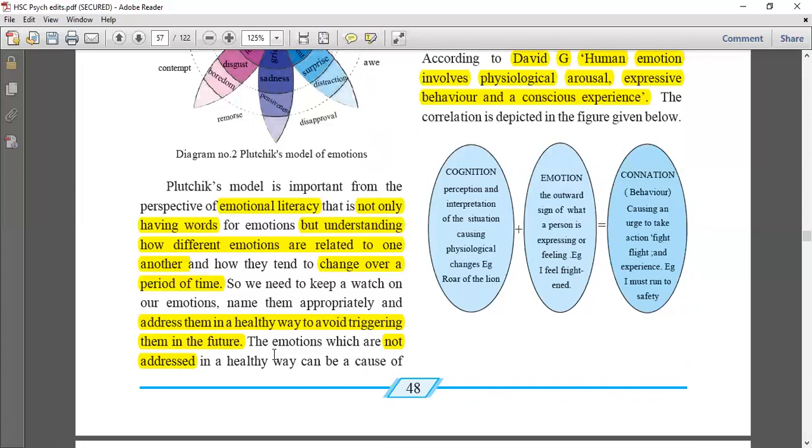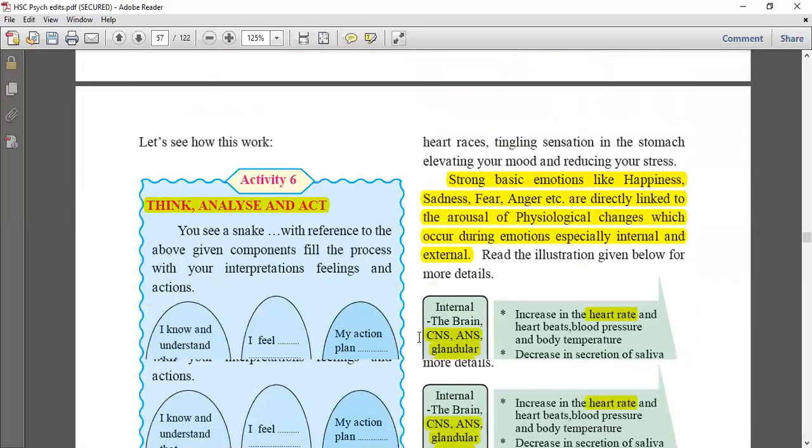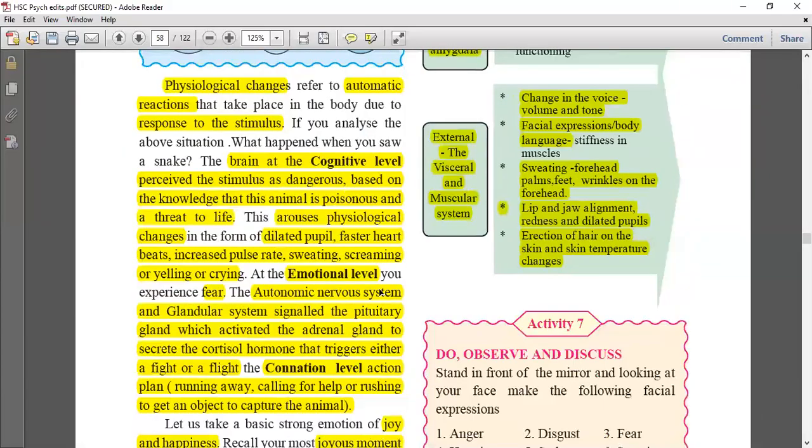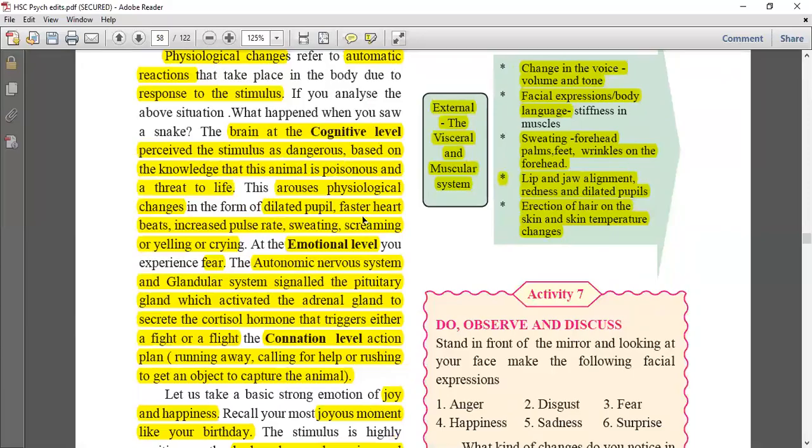For example, if you're scared, you will want to run away. If you're angry, you might just want to shout. So connotation is your behavior. Think, analyze, and act. Okay, that's an exercise. Physiological changes refer to automatic reactions that happen in the body in response to a stimulus. So what happens first is that the brain at the cognitive level perceives the stimulus as, say, dangerous.